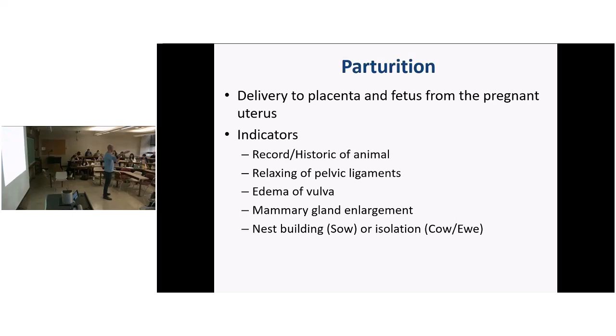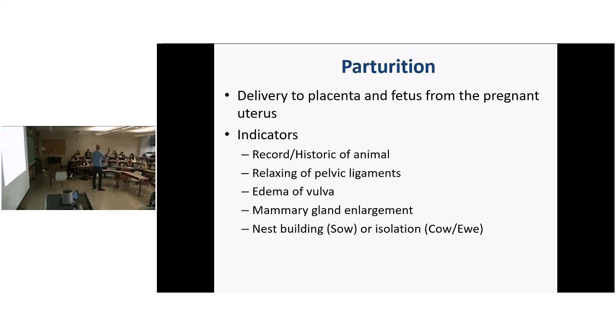By the time you move further into 6, 7, 8, 9 months, you're going to have a range. You're going to say, yeah, this is last trimester. This is more like 90 to 120 days. So you're going to have less precision.